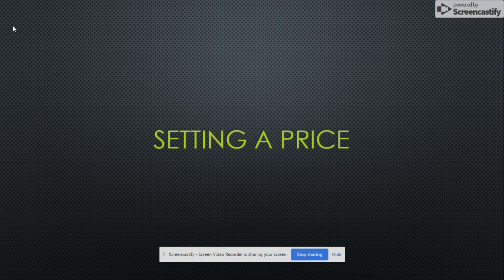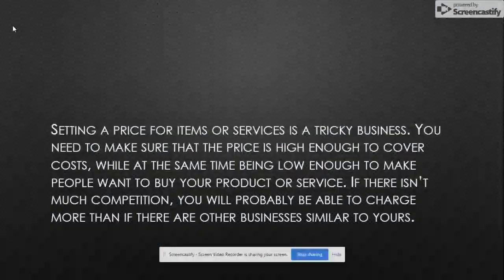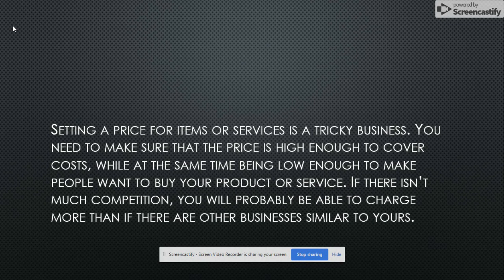Right, so now we're looking at setting a price. Setting a price for items or services is tricky. You need to make sure that the price is high enough to cover your cost, while at the same time being low enough to make people want to buy your product or service. Obviously, you want to make it as high as possible, but then they're not going to buy it.